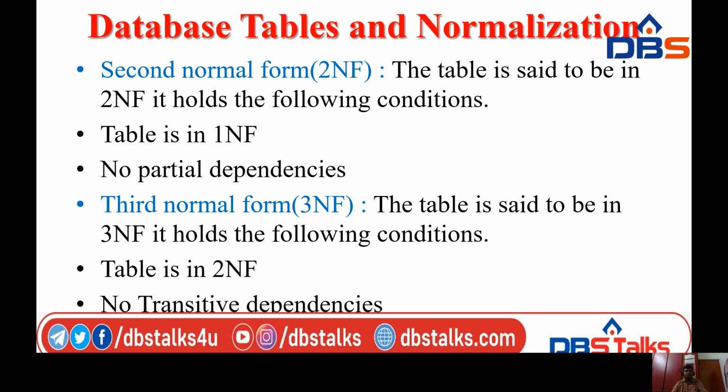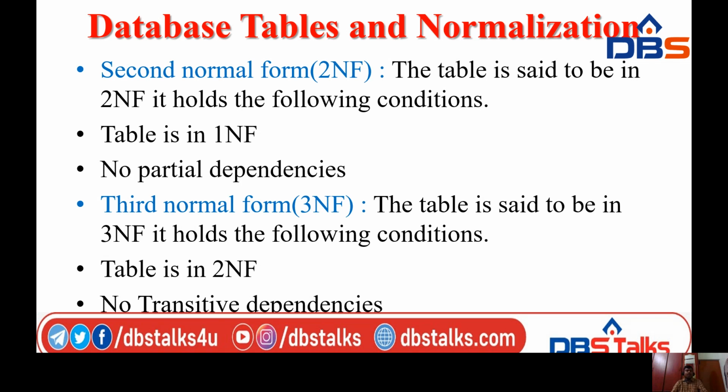Now comes the second normal form. The table is said to be in second normal form if it holds the following conditions. The table is in the first normal form, and then the second condition we apply is no partial dependencies. Now here we discuss what partial dependencies are.